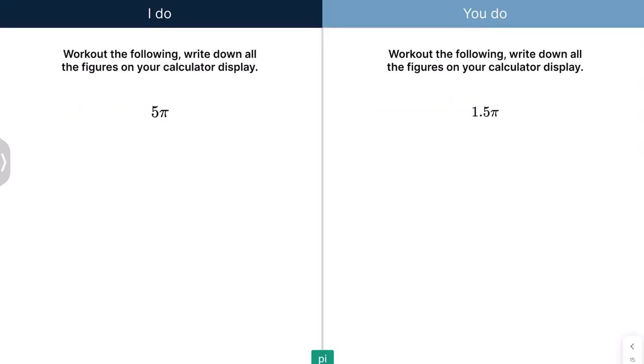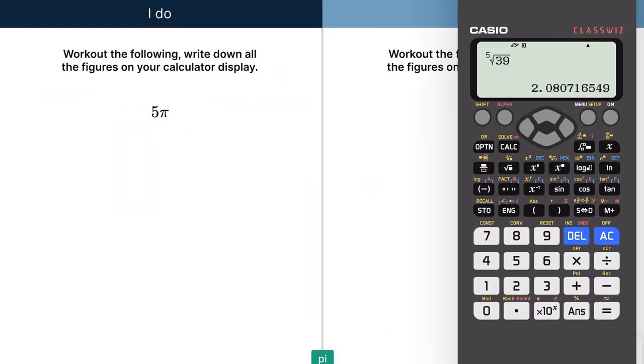Moving on, we are now looking at pi. So with this one, we are going to do 5 and then pi. Now to get pi, you're going to press shift, and then you're going to press this button down here. So that is 5 pi.